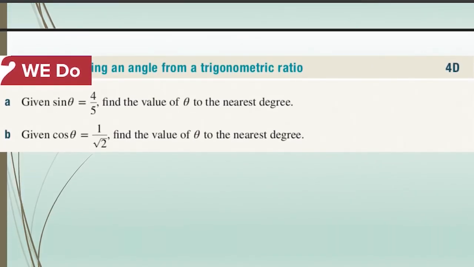You may also have something looking like this. Instead of having a decimal, you'll have a fraction. The thing with this is it works exactly the same way. Sine theta equals 4/5. So theta equals sine minus 1 of 4/5. And again, you just put exactly that into your calculator and you get the answer. We're going to round off to the nearest degree again. And that's 53.